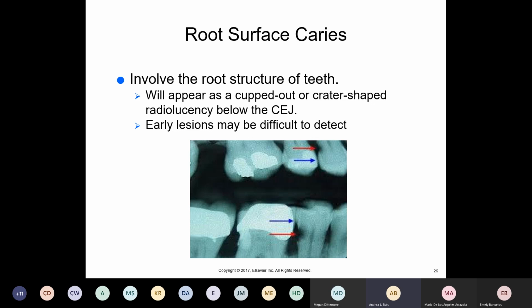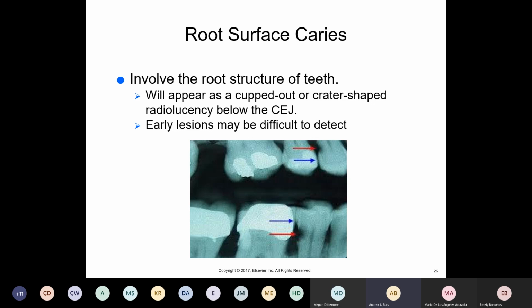What do people do when they have dry mouth? They start sucking on candies and drinking fluids, and they don't always choose water or things that would be the better choice. They choose pop or things that can break down tooth surface. So root surface caries are going to be very common in your older patients.